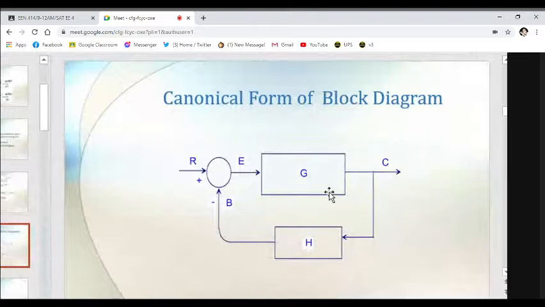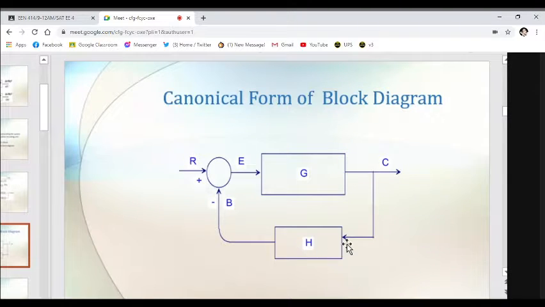Okay, now this one is the canonical form, or the standard form. Canonical meaning the standard, no? So we have R, the input. We have the E, the error signal. We have the C, the output. We have the G, that is the transfer function of C and R, no? This one is the input, this one is the output. So output over the input, that is equal to G.